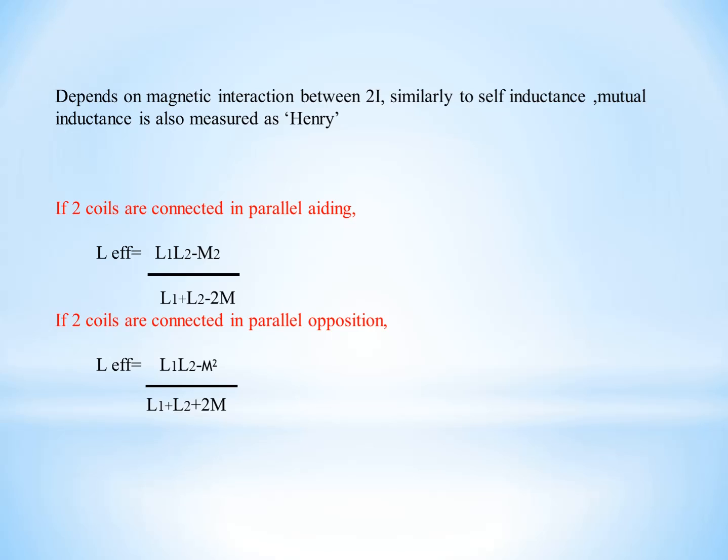There are two conditions for mutual inductance. If two coils are connected in parallel aiding, the effective inductance will be (L1 L2 minus M square) by (L1 plus L2 minus 2M). Similarly, in parallel opposition, L effective will be (L1 L2 minus M square) by (L1 plus L2 plus 2M). So the main difference for aiding and opposition is plus and minus. This is the formula to calculate the mutual inductance whether the two coils are in parallel aiding or in opposition. Thank you.